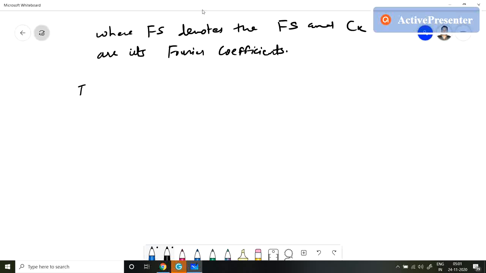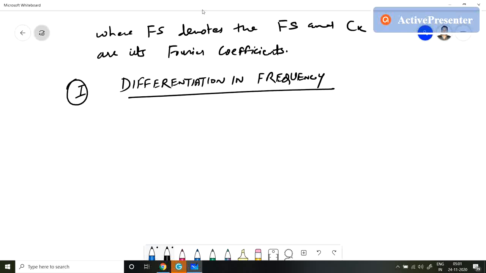So let us discuss another property, that is called differentiation in frequency. According to this property, if we take n x[n], then the transform is j d X(ohm) divided by d ohm.